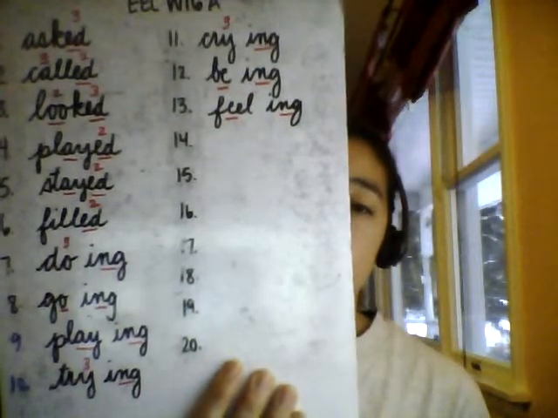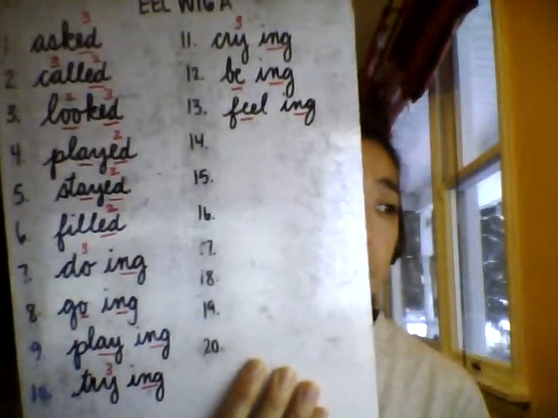Number 13. Feeling. I had a feeling that we were lost. The root word is feel. Think to spell F-E-E-L, and then add I-N-G. Spell feeling out loud. F-E-E-L-I-N-G. Feeling.